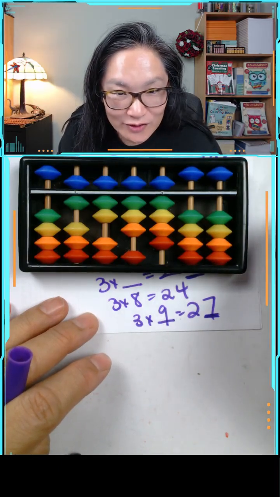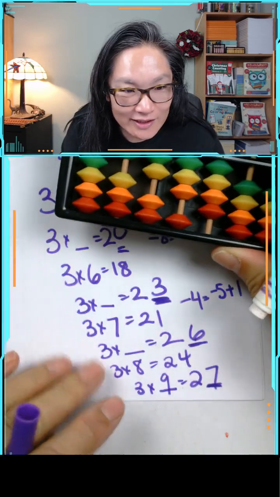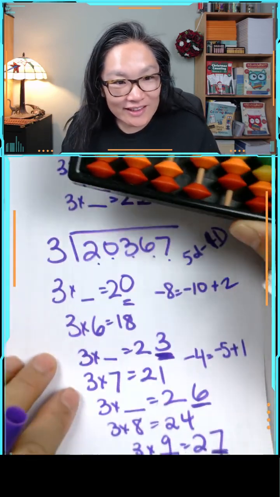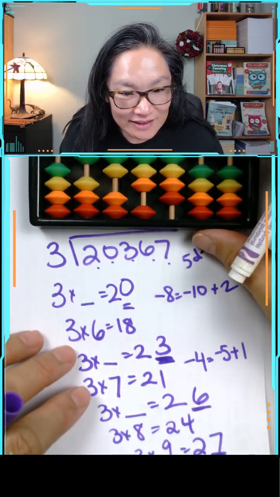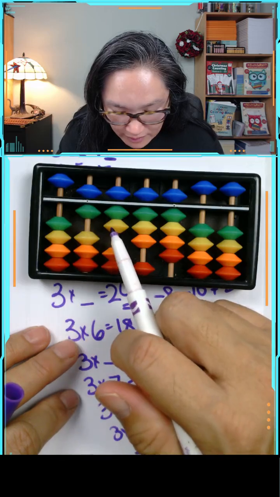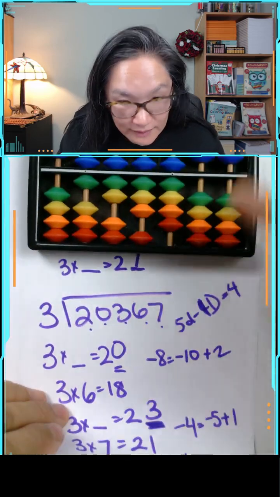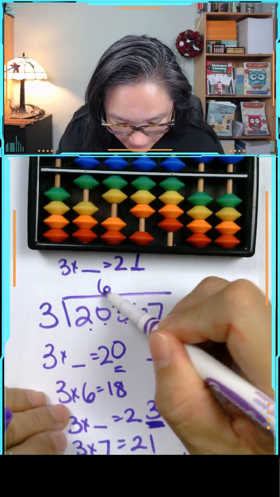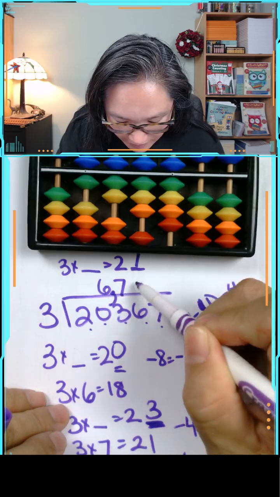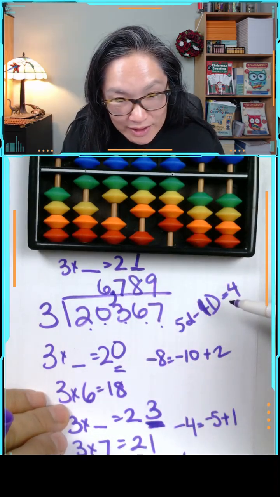Catherine, why are you screaming at your screen? Is it okay? It is 6, 7, 8, 9. 6, 7, 8, 9. I hope it was easy.